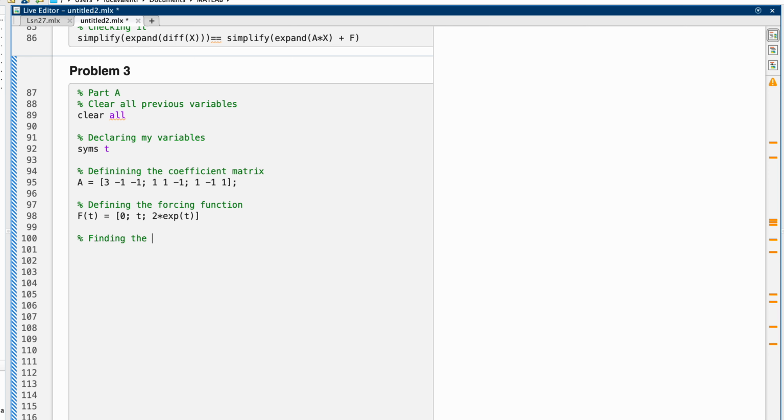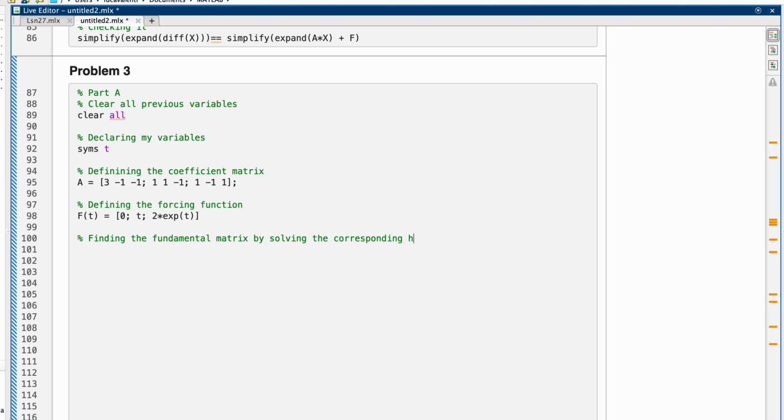Okay, so now that I have defined this, the first thing they asked me to find is the fundamental matrix by solving the corresponding homogeneous system, and then looking at the vectors, and the vectors are going to be the columns of my fundamental matrix. The vectors and the e to the lambda t. So the first thing I want to check is whether we will have repeated eigenroots or complex eigenroots. We have 3 distinct eigenroots.